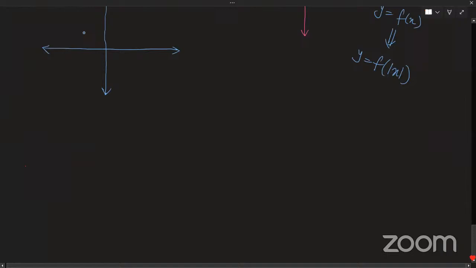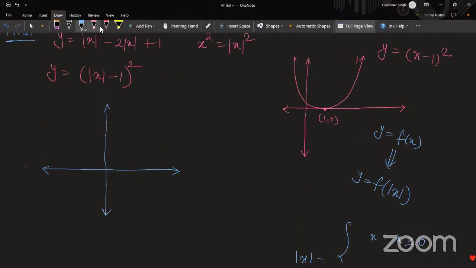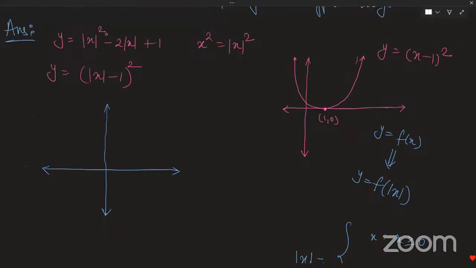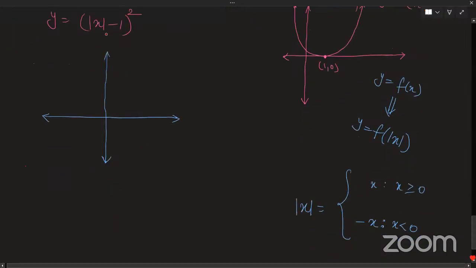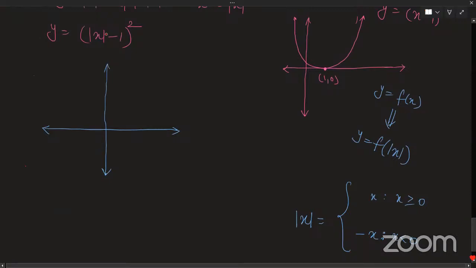Okay, so for the time being, you can just recall what mod x means. Mod x means x when x is greater than 0 and minus x when x is lesser than 0. If x is greater than 0, f of x and f of mod x have the same meaning. That means I can just easily trace back this curve on the positive side. So I will just look into the positive side of the curve and trace back.